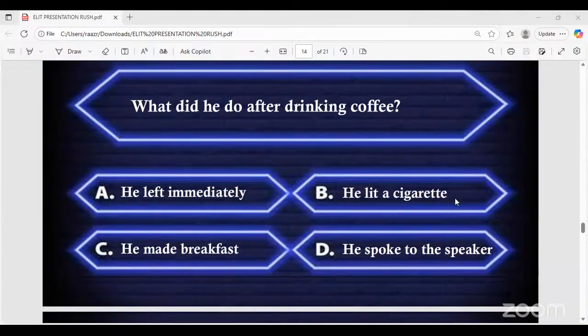Okay, B is the answer. He lit a cigarette is the answer. Now let's see who gave the correct answers. So many answers. Harisa Akbar, Fatima Shafla, Umar Naushad, iPhone, Hanasiam, and Rizka, Harisa Akbar, Ataitul. Correct answers. Very good. Let's move to the next question.